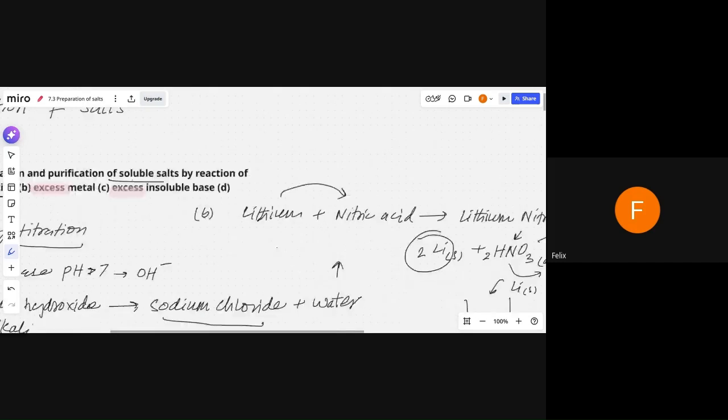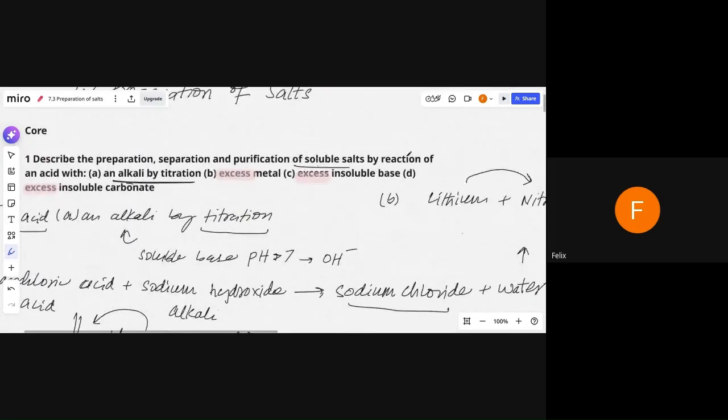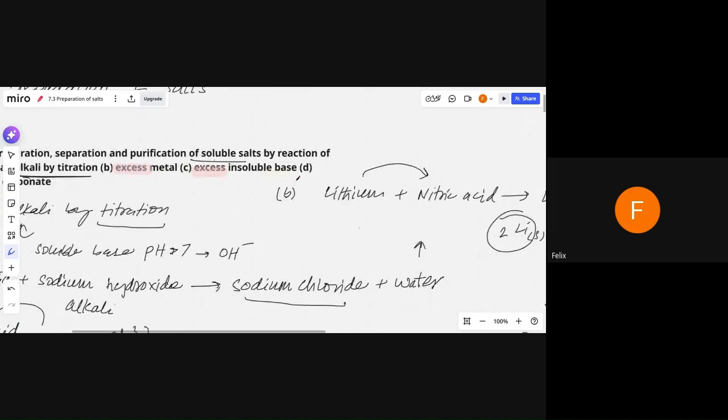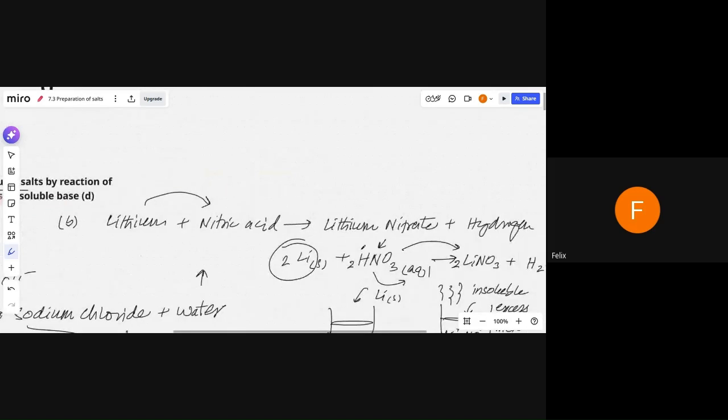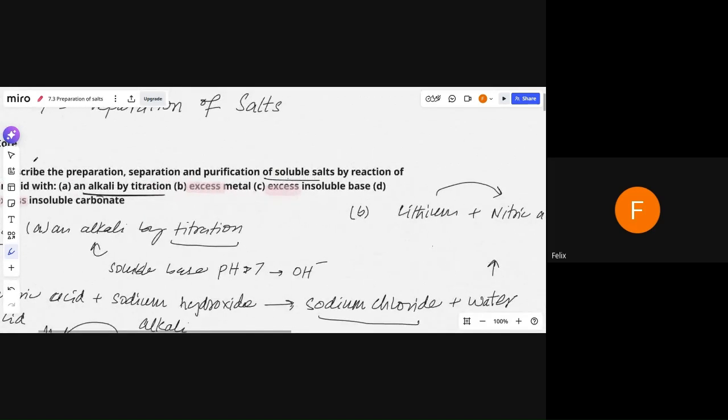Now we move on to the next one, excess insoluble base. So it's basically the same thing. Excess base or excess insoluble base is the same thing, because we have a different name for a soluble base, which is alkali, right? So this method is basically the same as reacting excess metal with an acid.